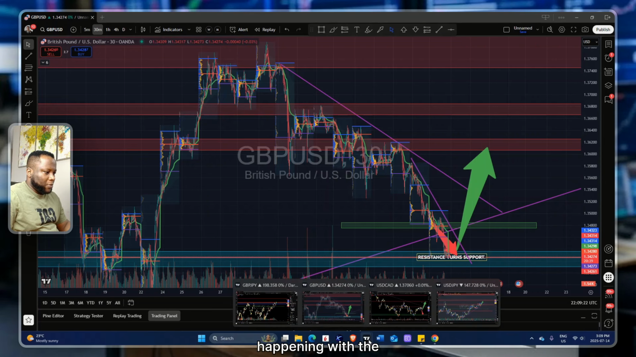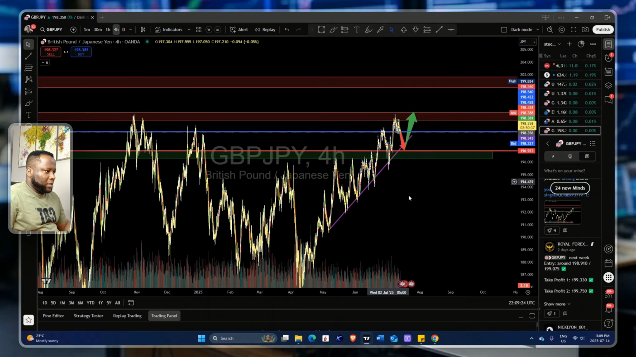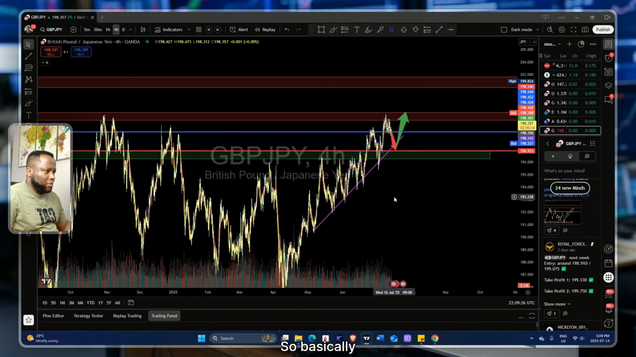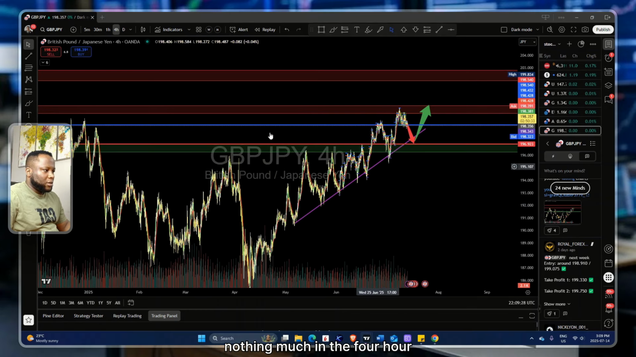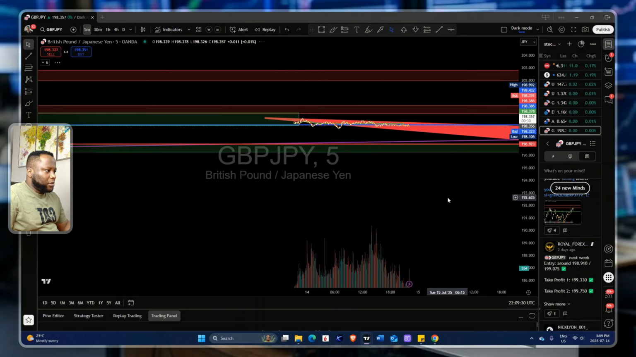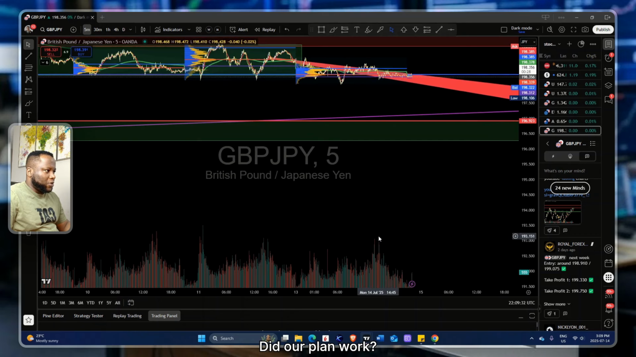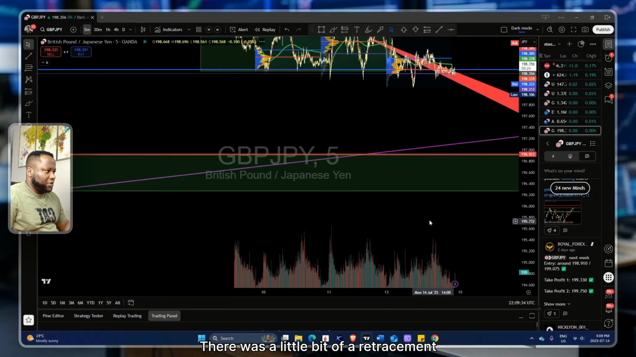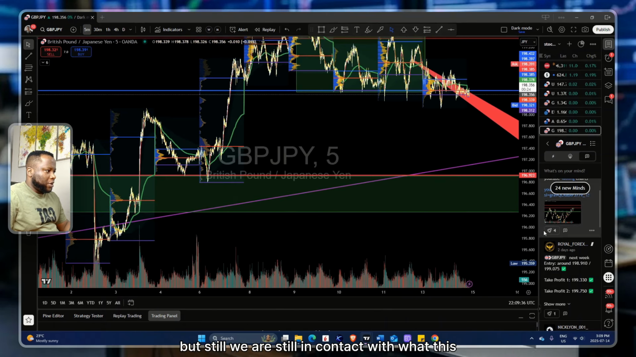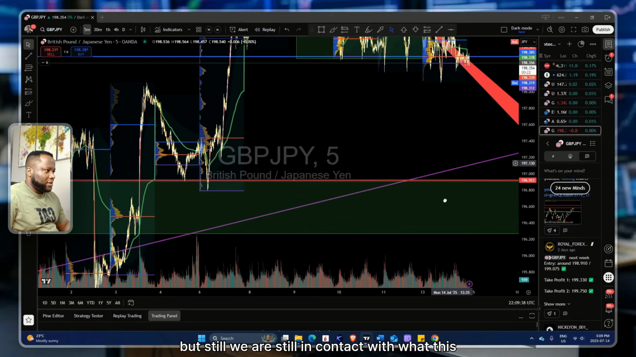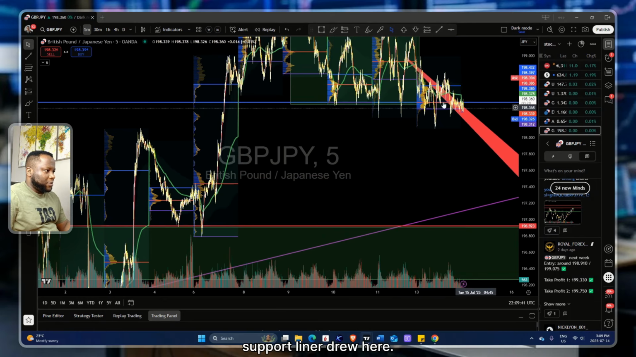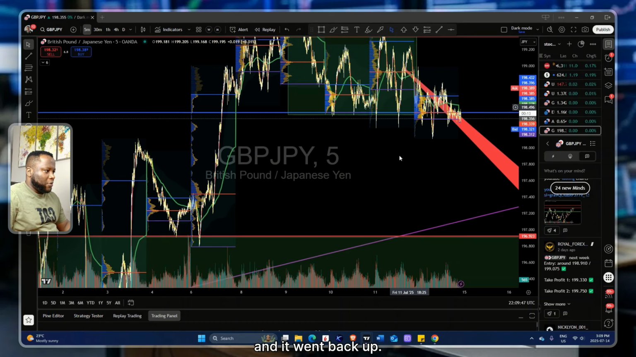And let's see what is happening with the Japanese yen and the pound too. So basically, nothing much in the 4 hour. In the 5 minute, did our plan work? Not really. There was a little bit of a retracement, but still, we are still in contact with this support line I drew here. You see, we come to the support, it sold to the support, went back up, and it sold again, and it went back up, right?